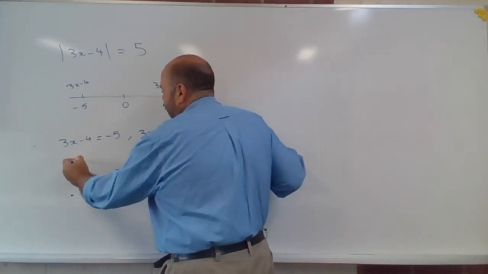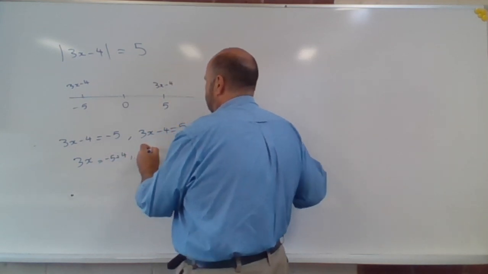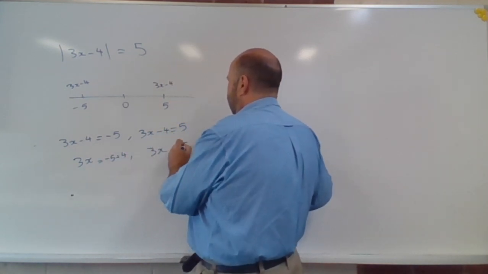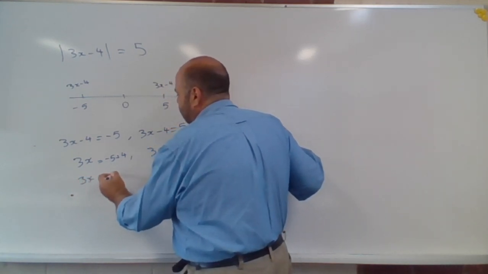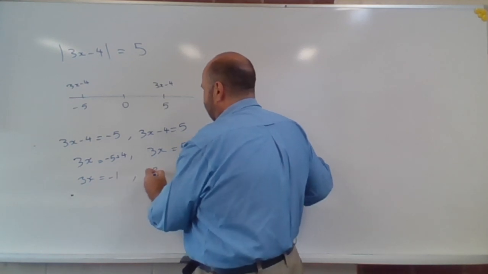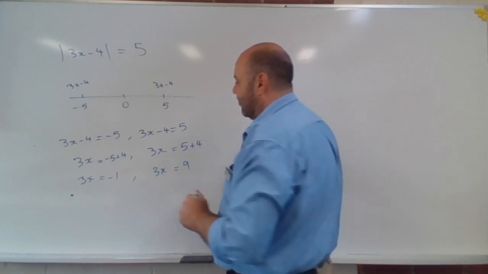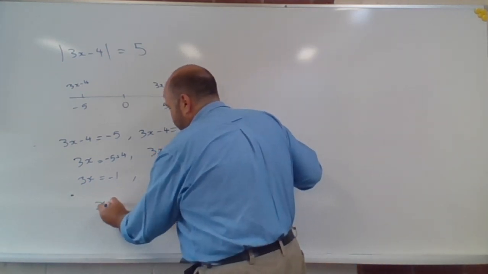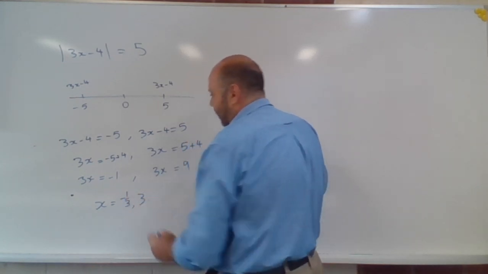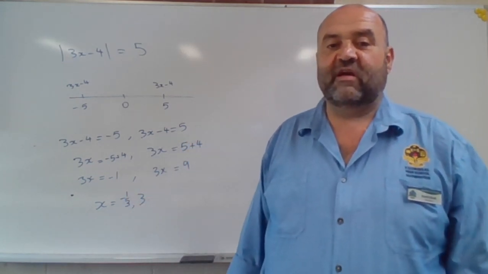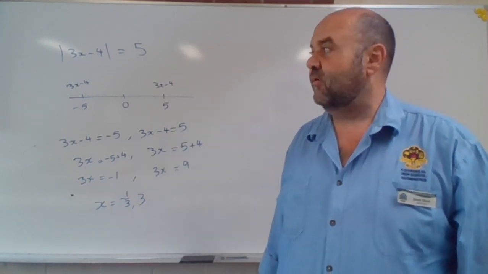Over here I'm going to add 4, and add 4 again. So I get 3x equals negative 1, and over here I get 3x equals 9. So dividing by 3, I get x equals negative 1/3, or x equals 3. And those are my solutions to that absolute value equation.